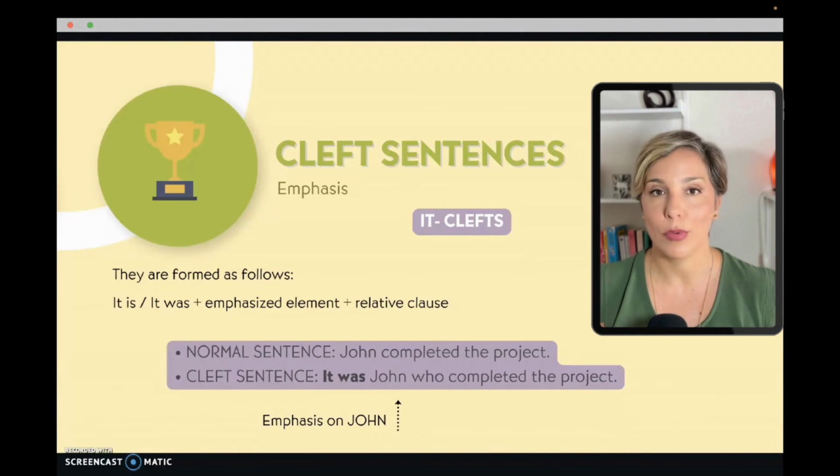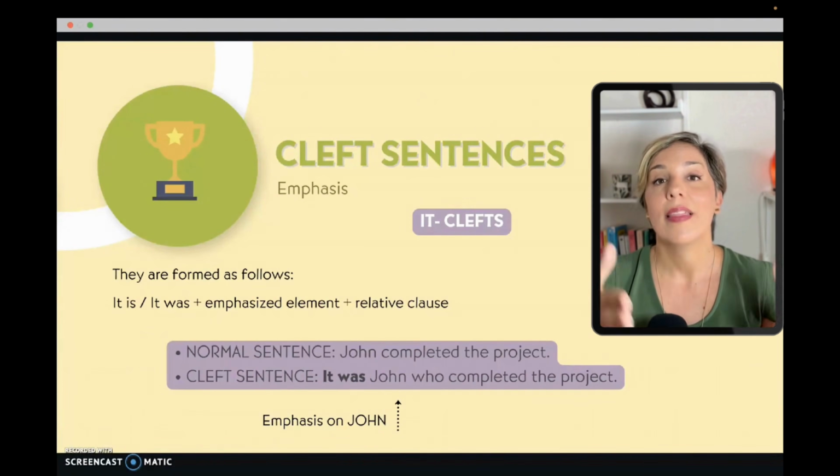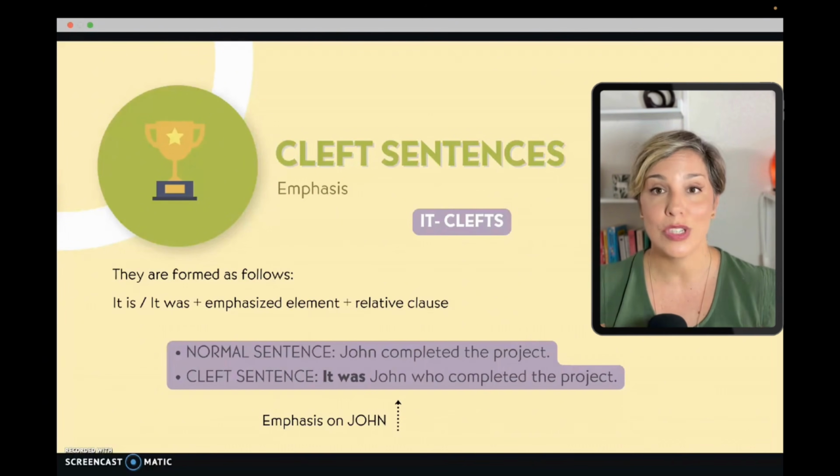Now, if you look at the formation of this sentence, it was at the very beginning, then you have the element of emphasis, which is John in this case, and then you have a relative clause beginning with who, because of course John is a person, that's why we say John who completed the project. So again, the emphasis is on John.